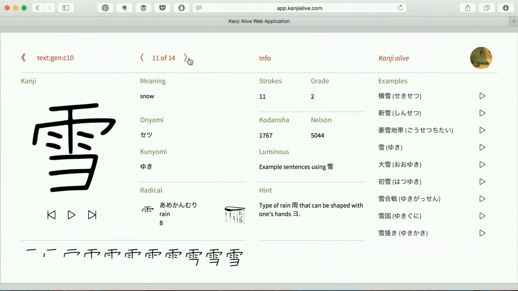Number 11 is the kanji for snow, which is nice because it includes the kanji for rain and a shovel underneath it. So remember that's rain. And then we have the shovel. You can also think of it as katakana yo, like, yo, look, it's snowing, if that helps. So setsu is the onyomi, yuki is the kunyomi, the radical is the ame kamuri, this rain radical. So the type of rain that can be shaped with one's hands.